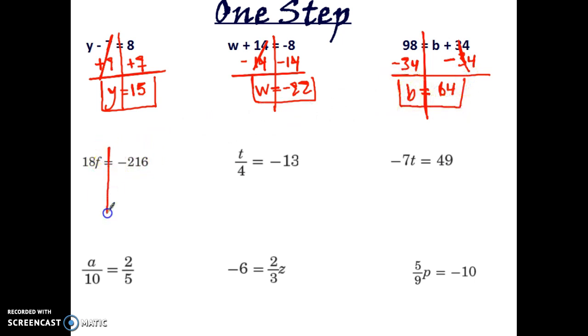18 was multiplied to some number to give me -216. Well, if I divide by 18, I will find out that number is -12.